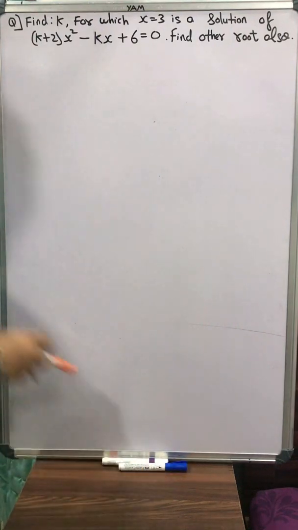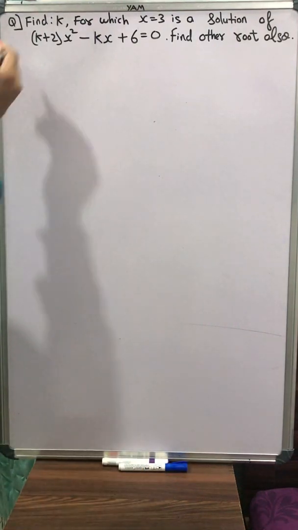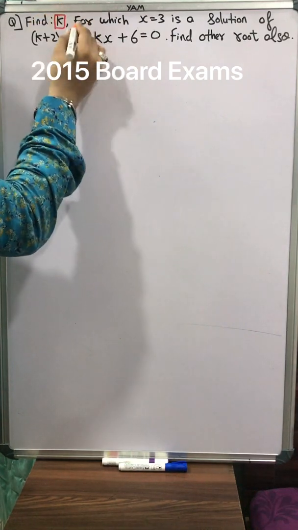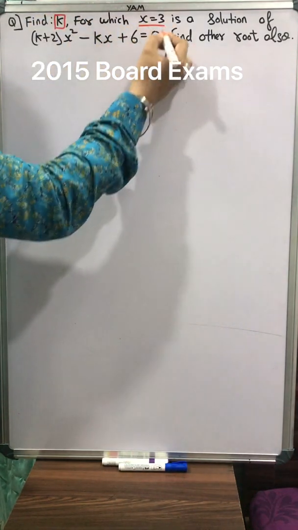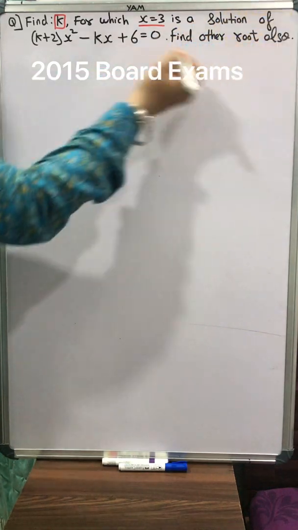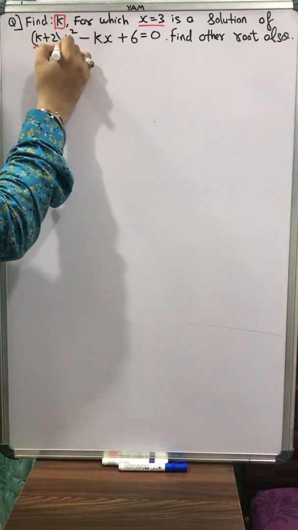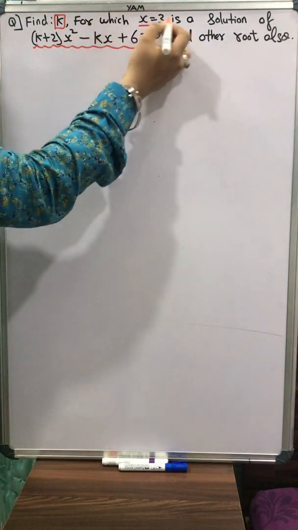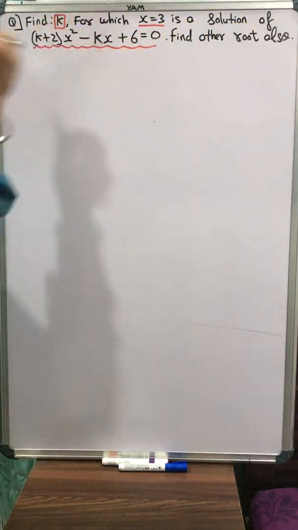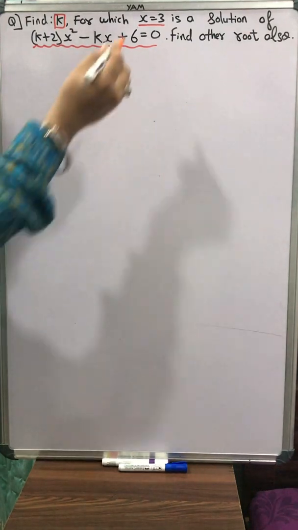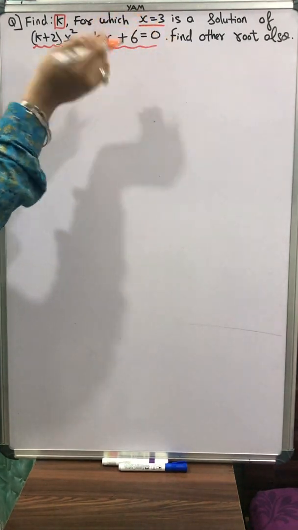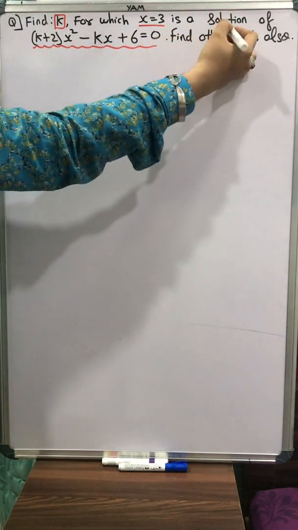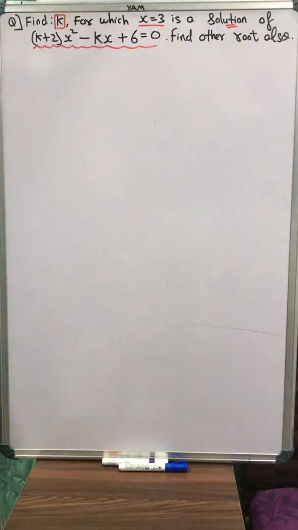Okay students, now let's see. The question is find k. K is an unknown. I need to find this k for which x equal to 3 is a solution of this given equation. That means students, x equal to 3 will satisfy this equation, because it's given that it's a solution.